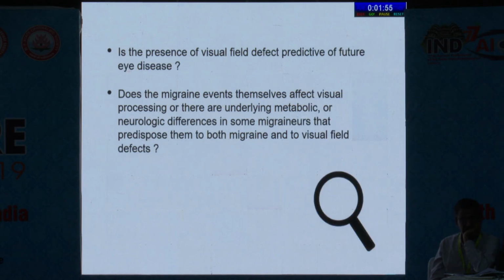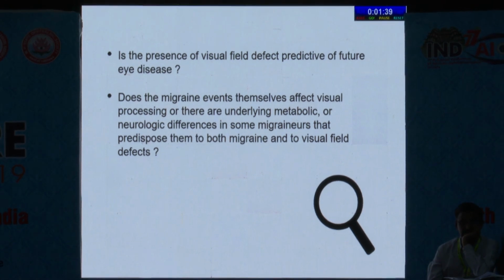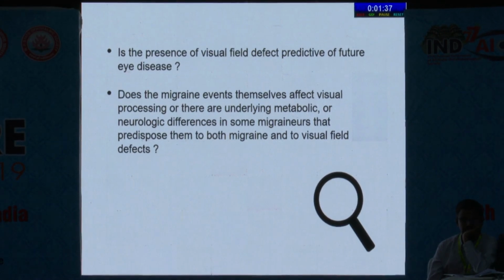And the future translational research, or the points to ponder in such a case, will be: is the presence of visual field defect predictive of a future eye disease? Or does migraine itself affect visual processing, or are there underlying metabolic or neurological differences in some migraineurs that predispose them to both migraine and to visual field defects?